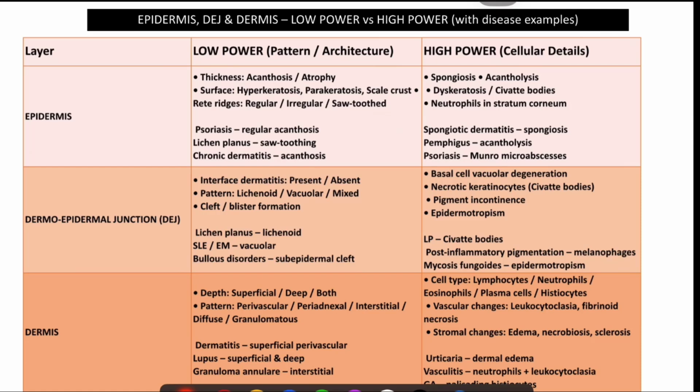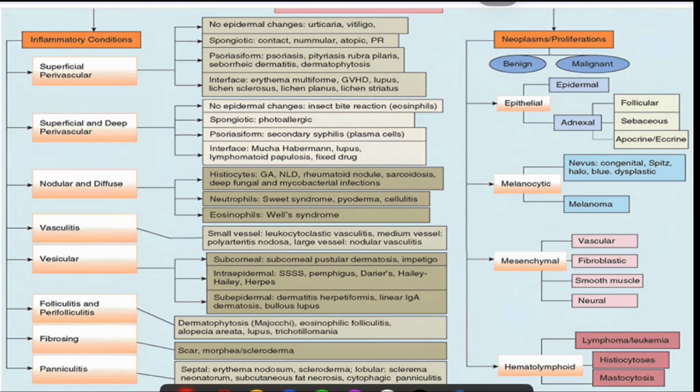So in the exam hall or reporting room, don't rush to names. First of all, identify the pattern, narrow the differential, and then label the disease. So this is the Weedon Ackerman way, and once you follow it, skin biopsies stop being confusing. And here this is a list of the diseases in the inflammatory conditions, starting from superficial to panniculitis. These are some common diseases you can identify in skin biopsy.